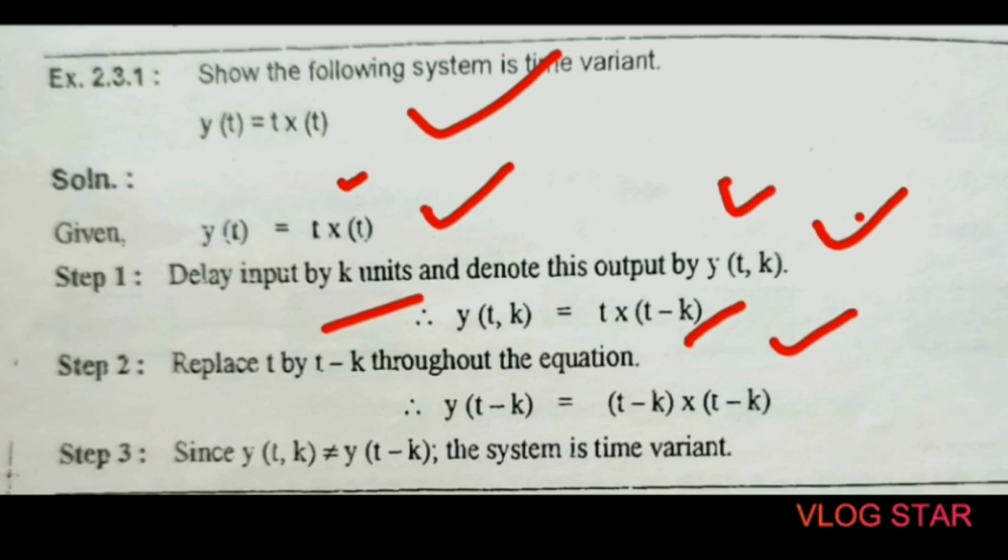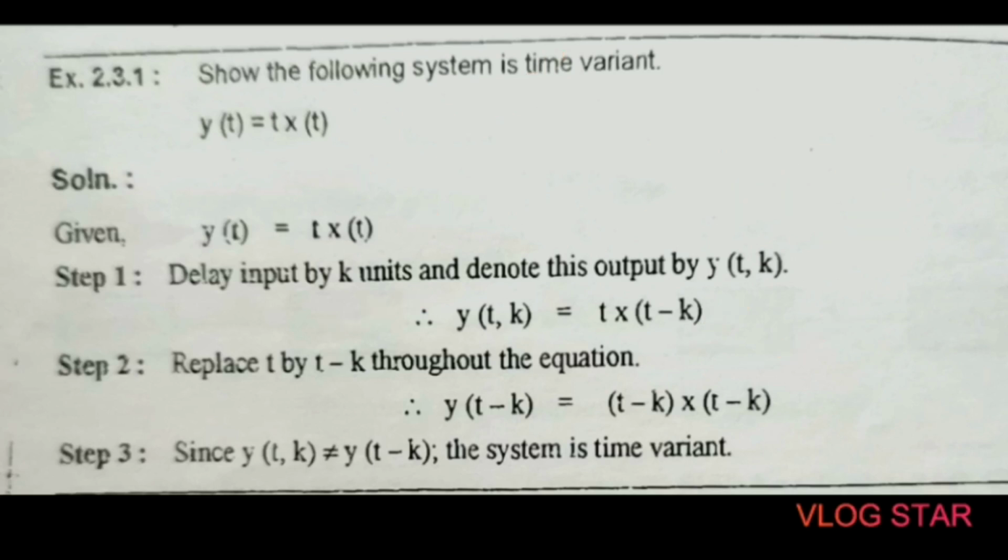In step 1, we have to just replace x of t as x of t minus k, and in step 2, we have to replace t by t minus k throughout the equation. So here again t is present and x of t is present. So in this step 1, x of t is replaced by x of t minus k. In the second step, the t and x of t both are replaced by t minus k and x of t minus k. Now in third step, we have to just compare step 1 and step 2. So they are not equal, hence the system is time variant system.